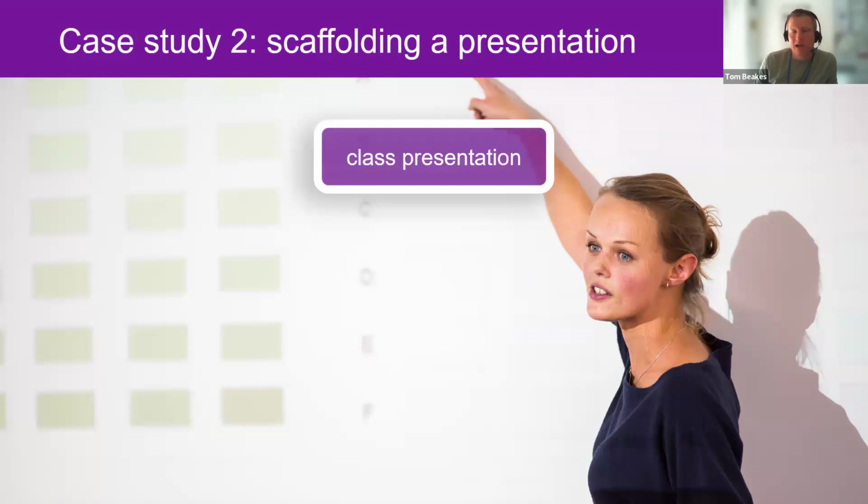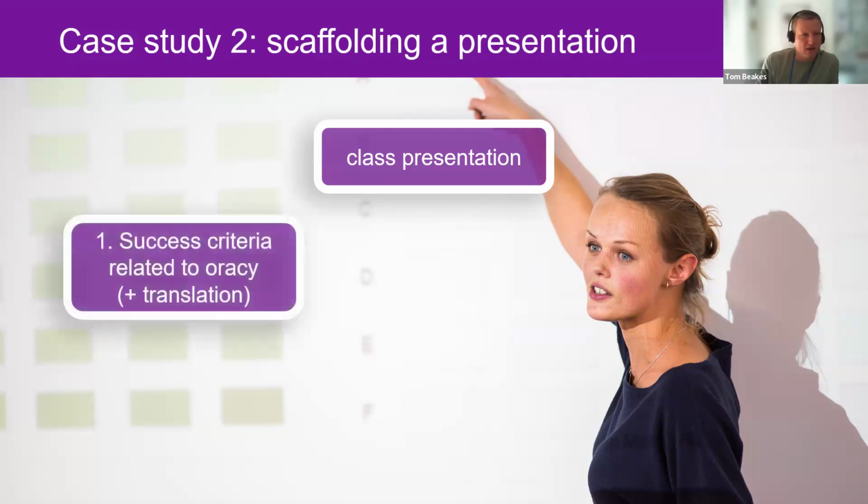So the class is multilingual, but let's say in this context, the students all share the same home language. Let's imagine it's an international school in the Netherlands, and all the students speak Dutch, for example. But maybe the teacher does not. So the teacher might provide clear success criteria related to oracy for the presentation. So this could be like a checklist: I will speak at a steady speed, or I will use appropriate language for my audience, or whatever it might be. And that could also be translated into Dutch to make sure there's real clarity of learning on this.